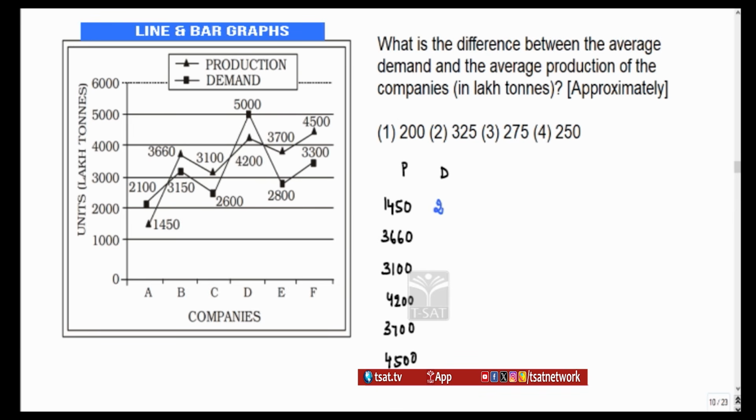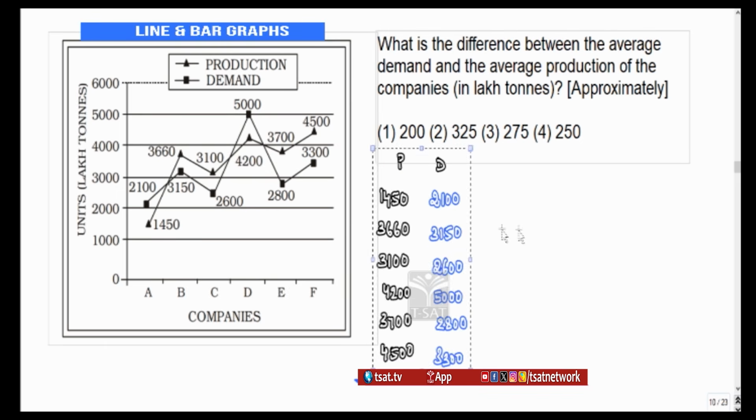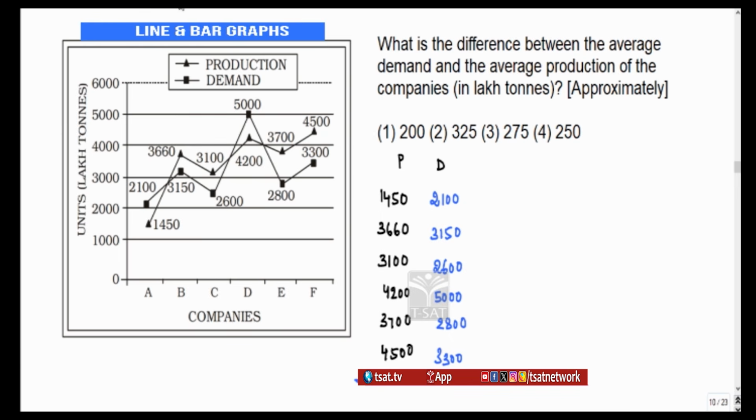Demand is 2100, 3150, then 2600, 5000, 2800, 3300. These are the demands. He is asking you to find out the average and find out the difference between them. But instead what I am doing here is just finding the difference and then I am going to find out the average. Now look at here, the difference is how much?